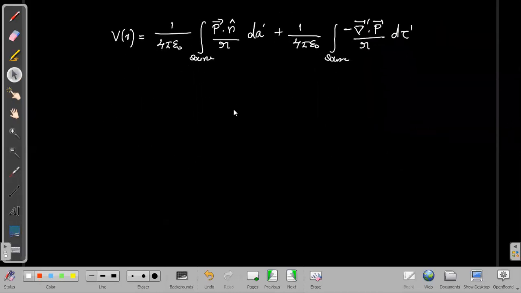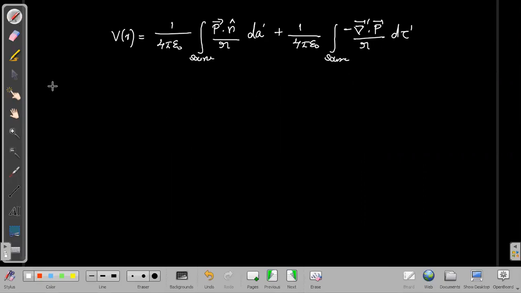Okay, so if you look at this expression, what is your inference from it? If you see that there is one surface integration and a volume integration, the first term looks like the potential produced by a surface charge distribution, and the second expression looks like the potential produced by a volume charge distribution.